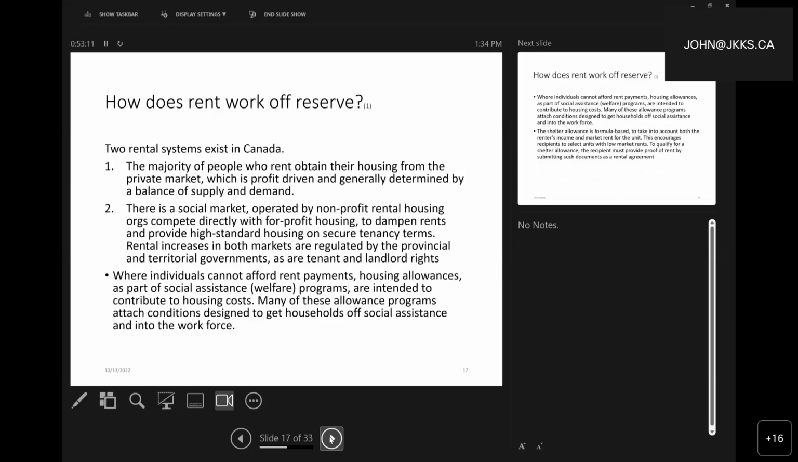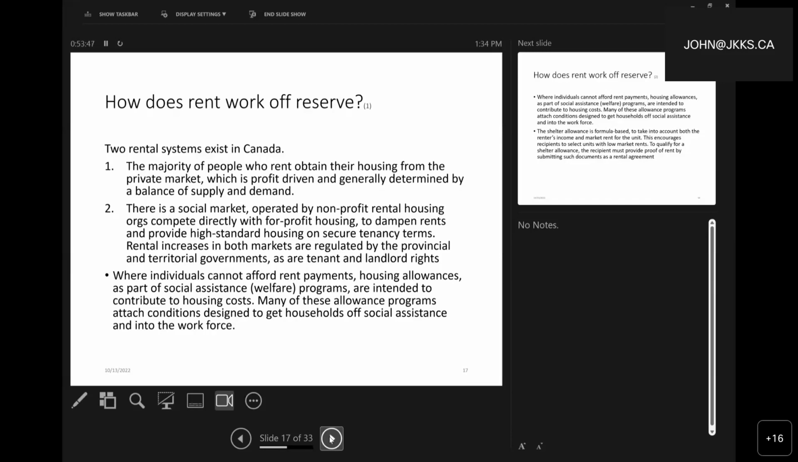So how does rent work off reserve? Basically there are two systems, right? The majority of people who rent obtain their housing from a private market, which is for-profit driven and is generally determined by a balance of supply and demand. And we can see, if you listen to the radio, because of COVID and housing, for example, in downtown Toronto, people who are paying low rents are being evicted so landlords can turn those homes over, with the excuse that my family's moving in, etc.